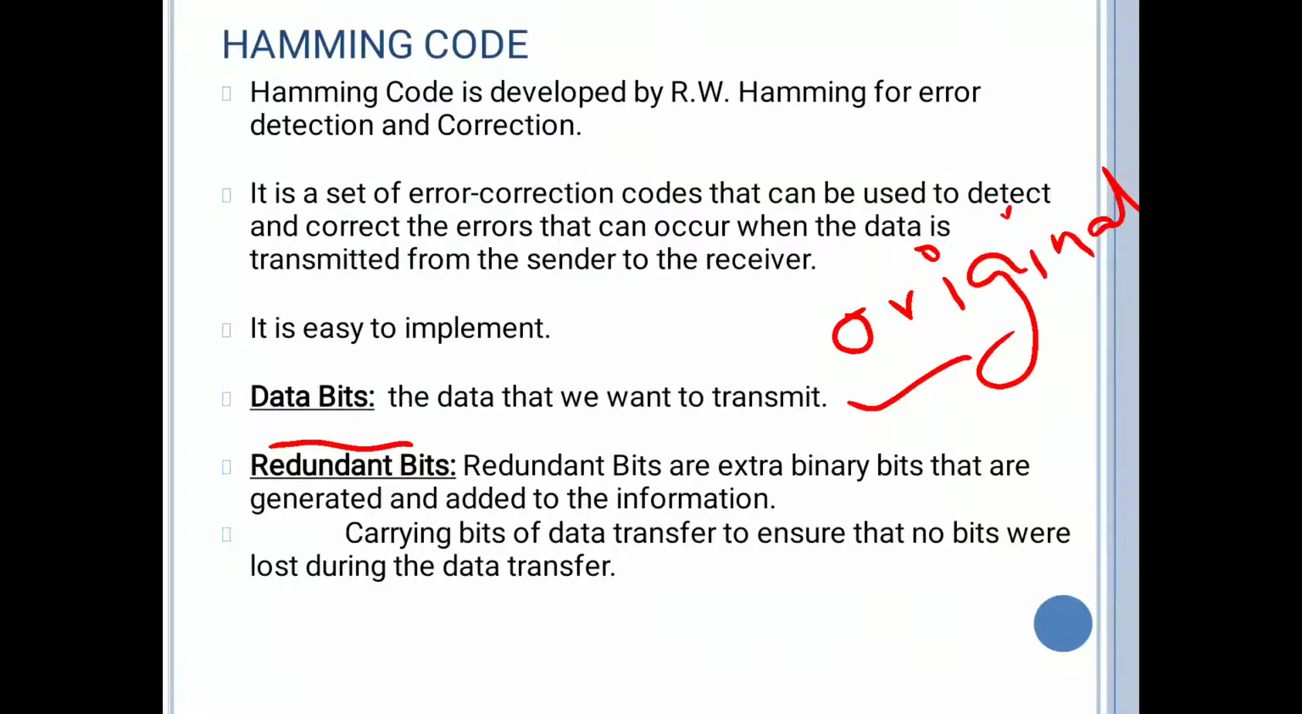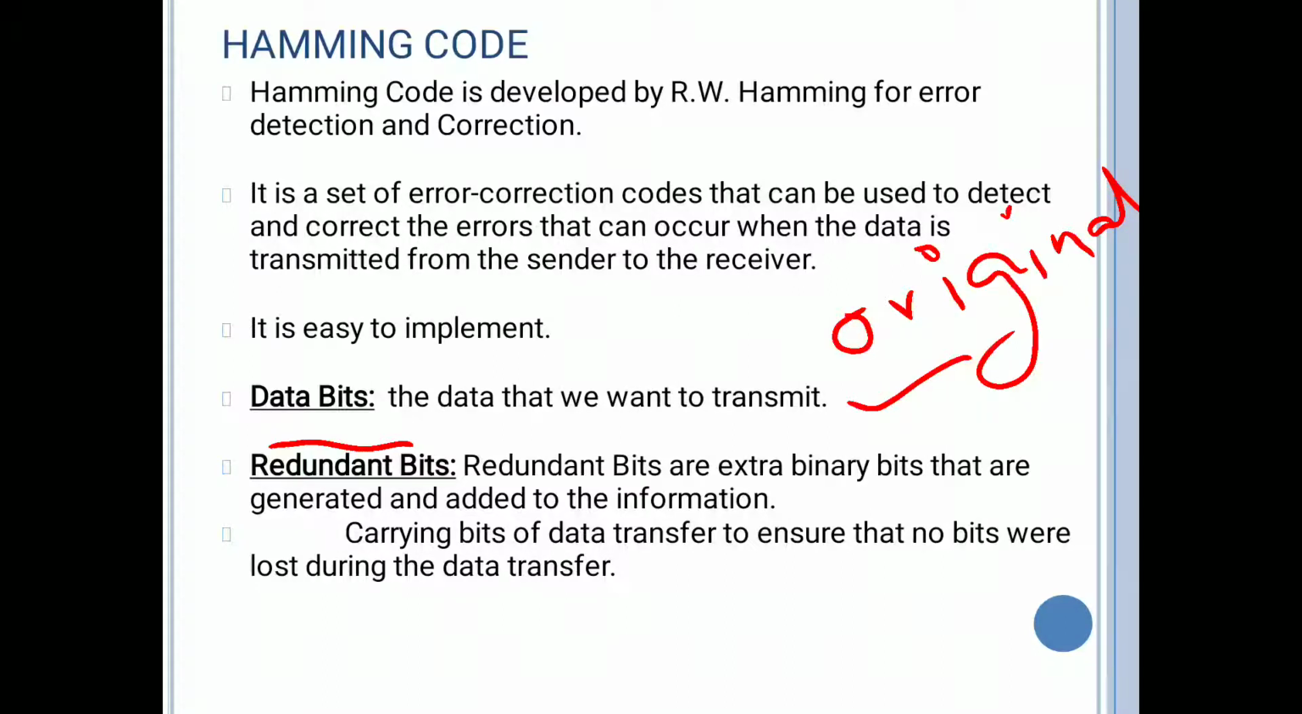In the data link layer we have the functionality called encoding and decoding. While transmitting the data there may be a chance of theft of the data. So to avoid that we encode the data. For encoding the data we need to add some extra bits. That extra bits is nothing but redundant bits. Redundant bits are extra binary bits that are generated and added to the information.